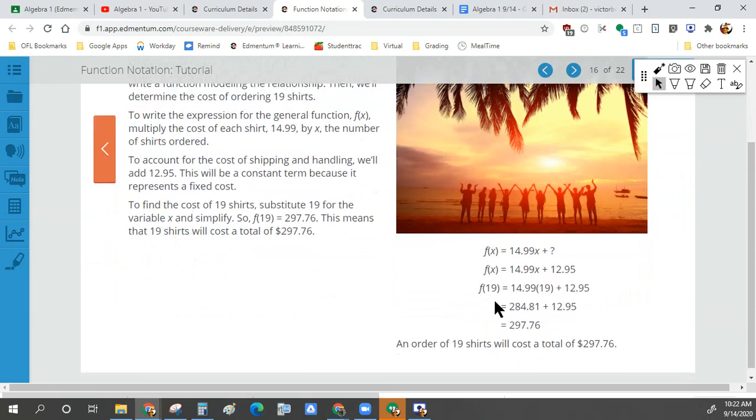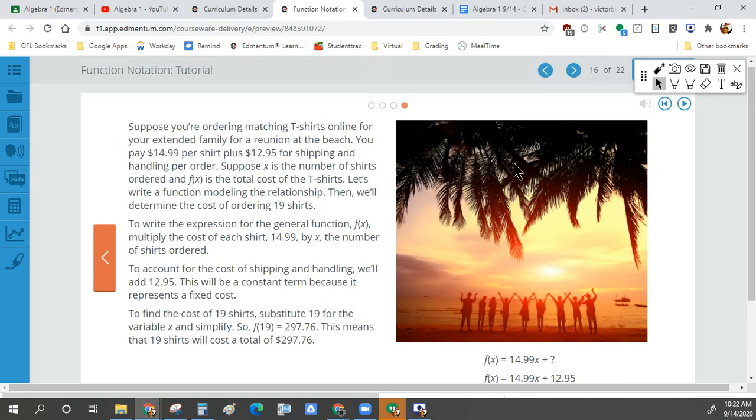From there, what we're going to do is f of 19. We're going to plug in 19 here. They're going to multiply that out. They're going to get that. And we find out that the order of shirts costs this much for the family reunion.